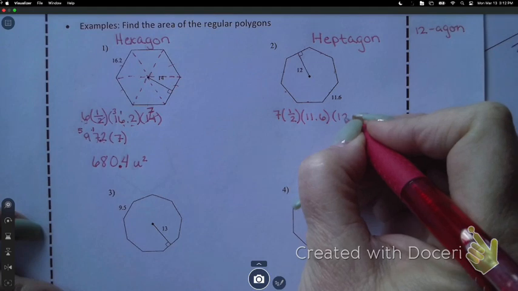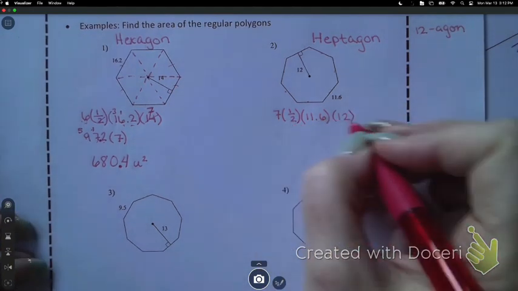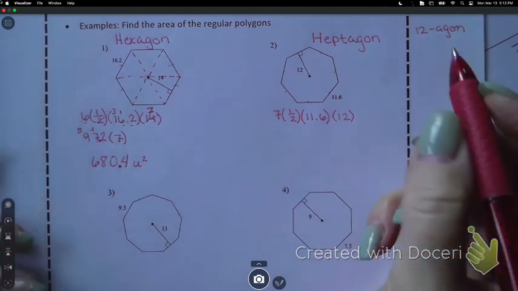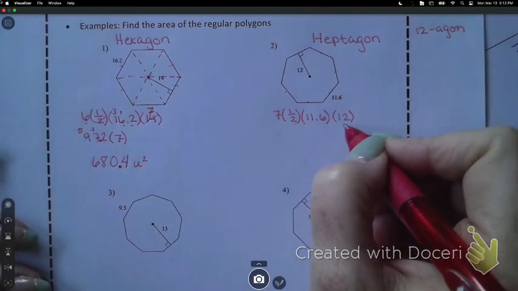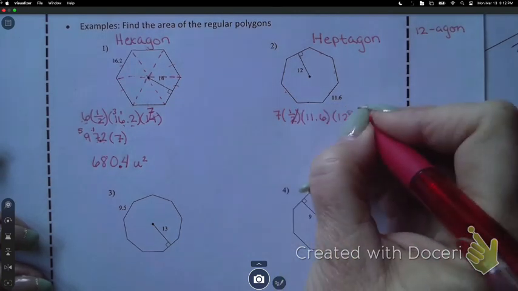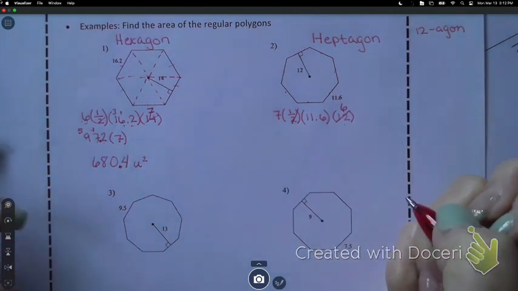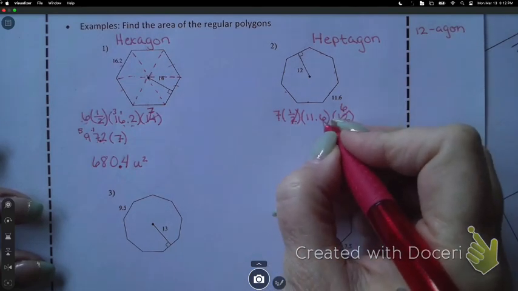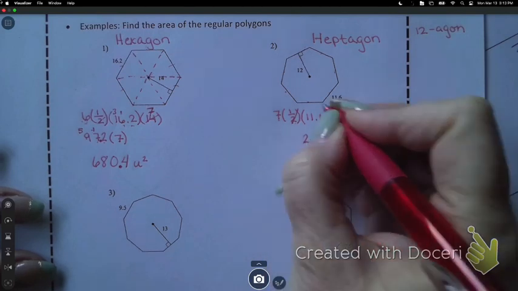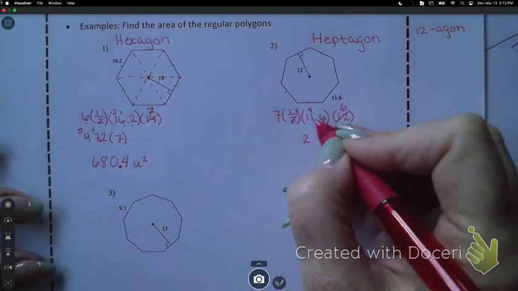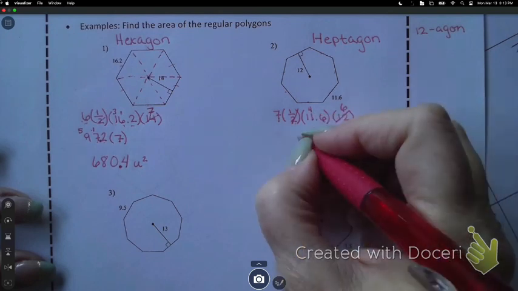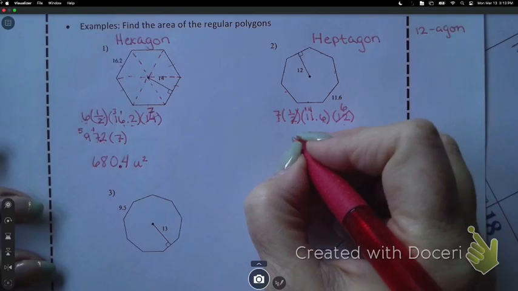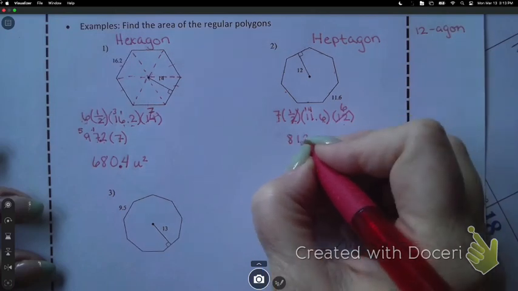I will tell you guys, if the number doesn't go nicely into it, I wouldn't divide anything by 2 until the end. But 2 goes into 12 pretty well, right? So B is 6. So 7 times 6 is 42. So 2 carry a 4. 7 plus 4, 11, carry a 1. 7 plus 1 is 8. How many decimals? 1.